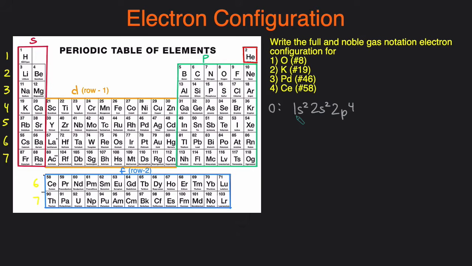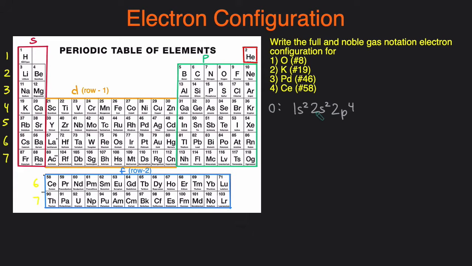Then the full electron configuration for oxygen will be 1s2, 2s2, and then 2p4. So this number tells you the energy level or the row. This tells you the sublevel, whether it's in the s block, the p, the d. And then this number right here tells you how many electrons are in that sublevel. So that would be the full electron configuration.